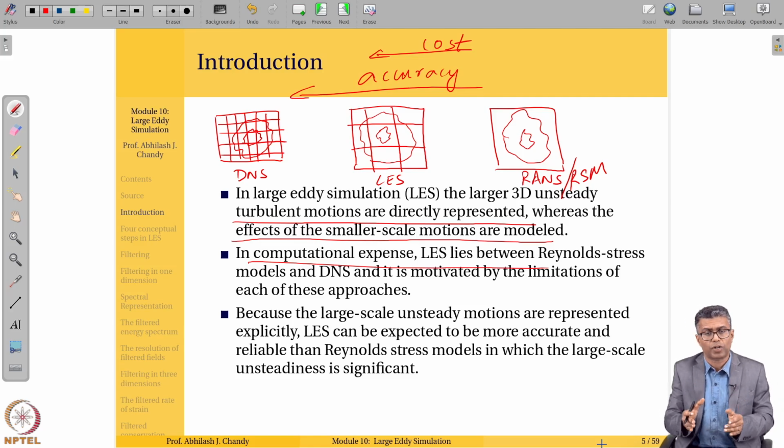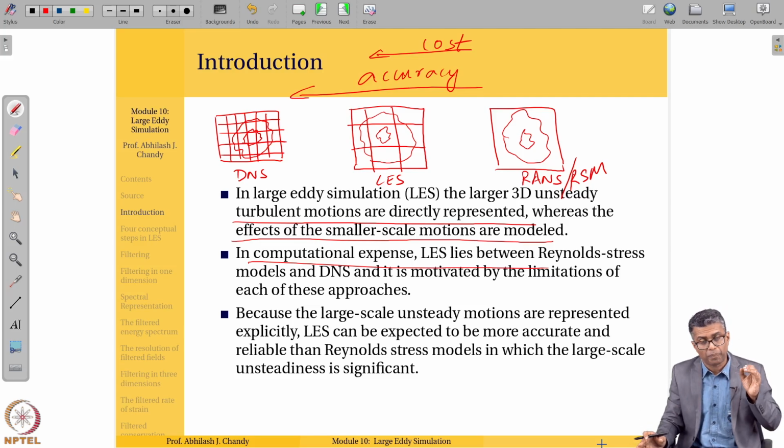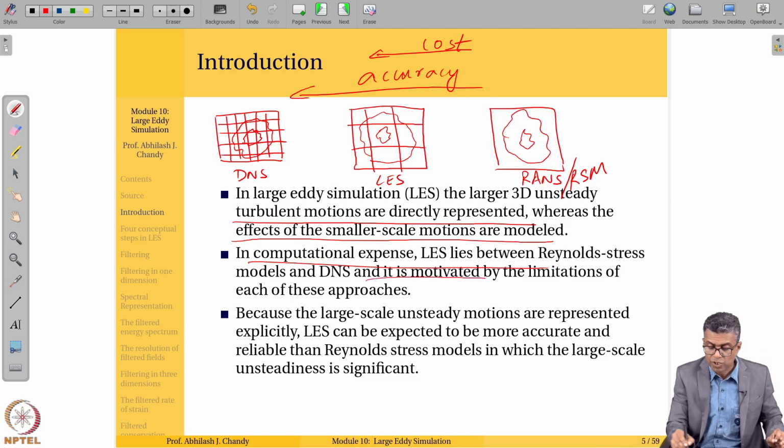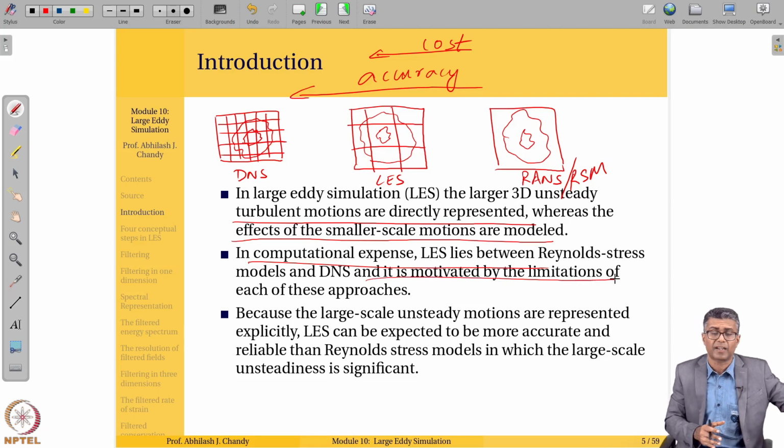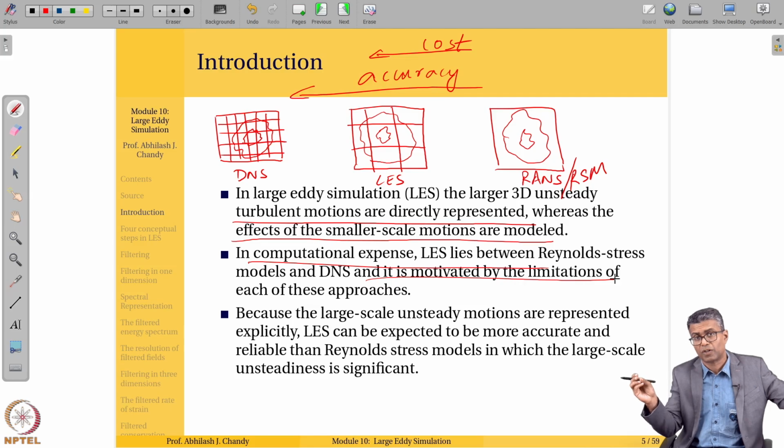That is where we have this alternative approach, which is sort of in between DNS and RANS, cost-wise and also accuracy-wise. So that's what we mean by it is motivated by the limitations of each of these approaches. What is the limitation of DNS? The fact that it is computationally very expensive. The fact that you have to spend 90% of your effort on resolving those 10% of that energy in the dissipative range. That's an example. What is the limitation of a RANS approach? It is very less accurate, right? It is the least accurate method. It is cheaper, sure, but it is the least accurate method possible.